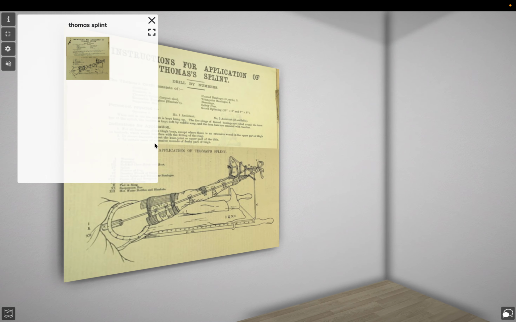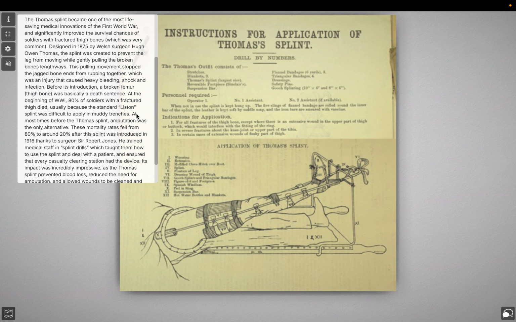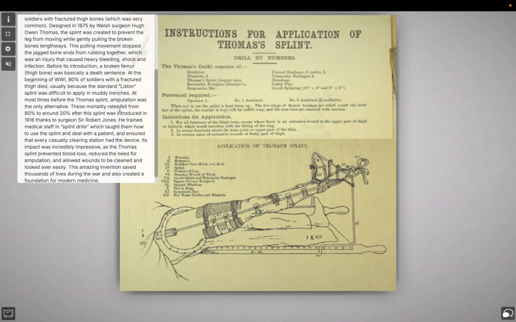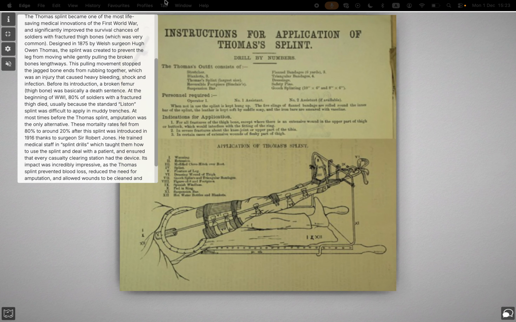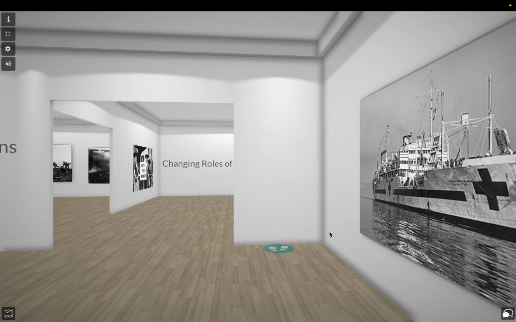This is a Thomas splint. It was invented to help people who have broken their thigh bones, because before, 80% of people would have died. But thanks to this machine, which pulled your legs and lengthened them and reduced the risk of your jagged bones hitting each other and causing immense pain, it actually saved a bunch of people, and everyone was told to use it and know how to use it.